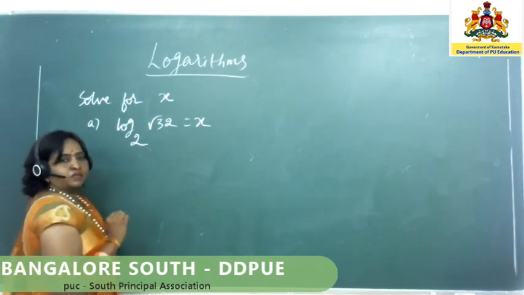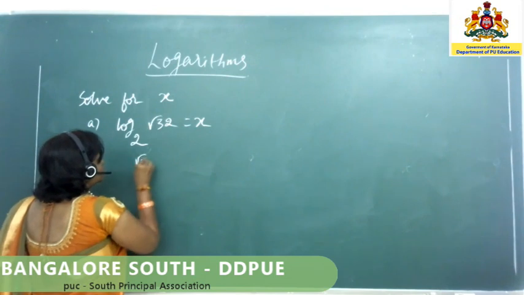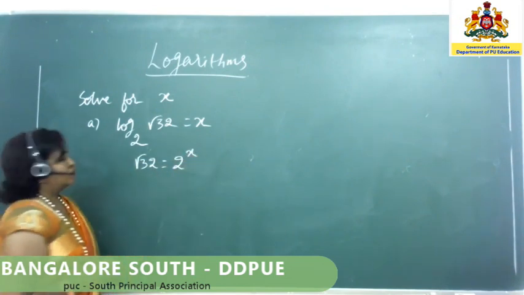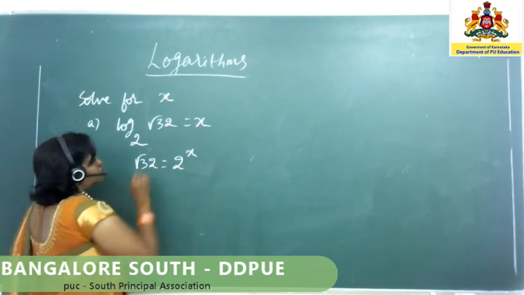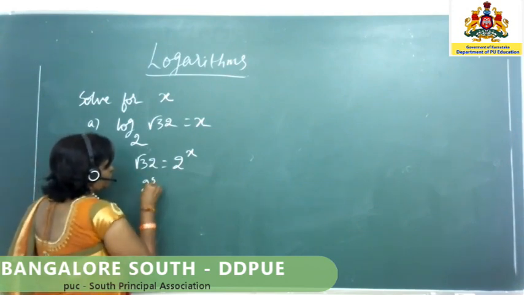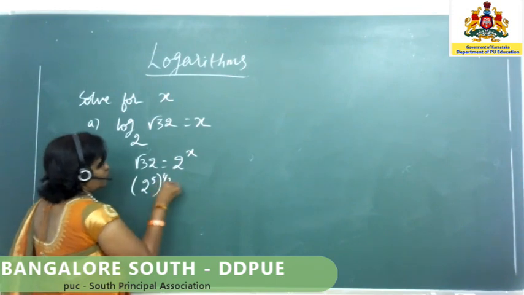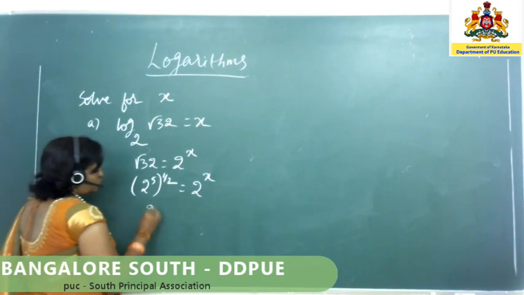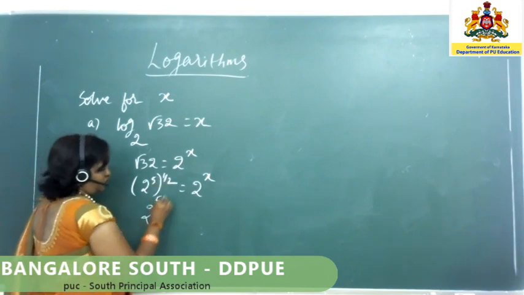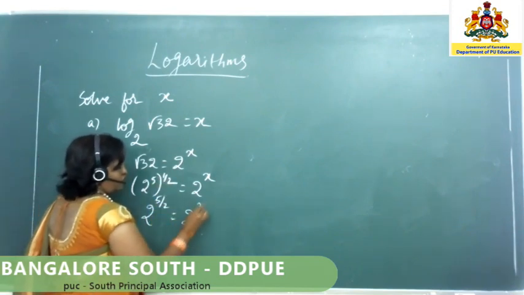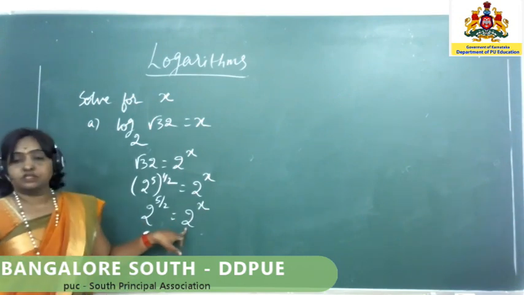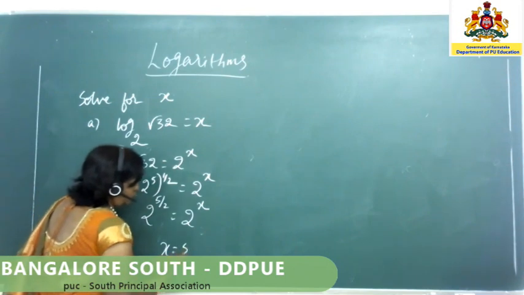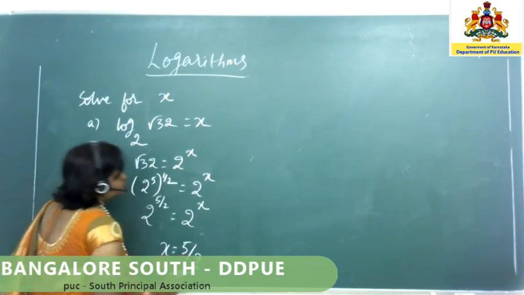In exponential form, this can be expressed as root 32 is equal to 2 to the power of x. And root 32 can be written as 2 to the power of 5 whole to the power of 1 by 2 is equal to 2 to the power of x. So 2 to the power of 5 into 1 by 2, that is 5 by 2, is equal to 2 to the power of x. When the bases are the same, the powers will be equal. So x is equal to 5 by 2.